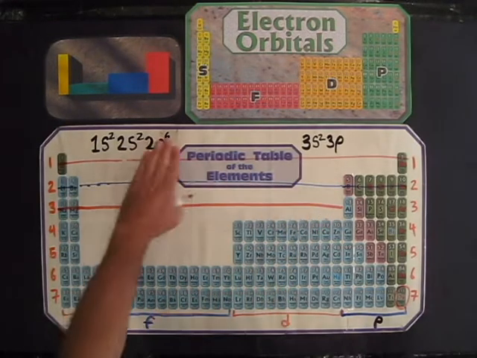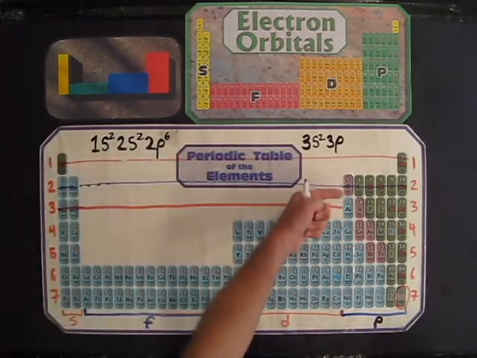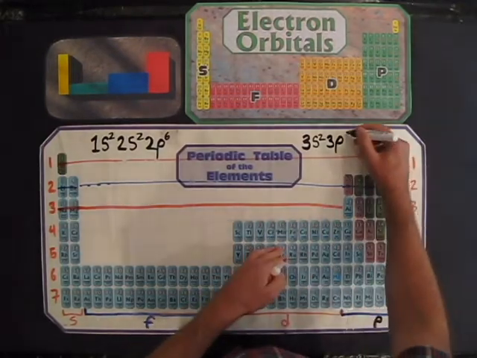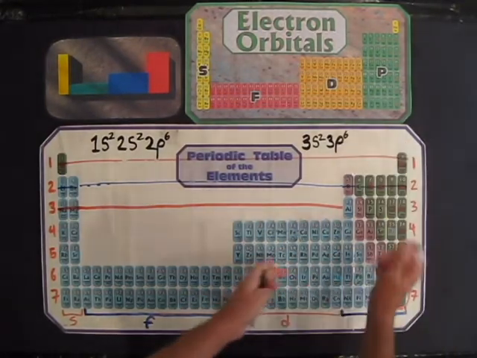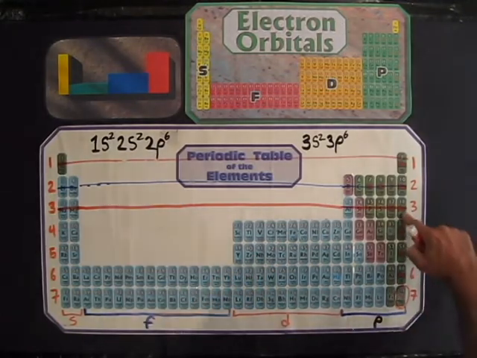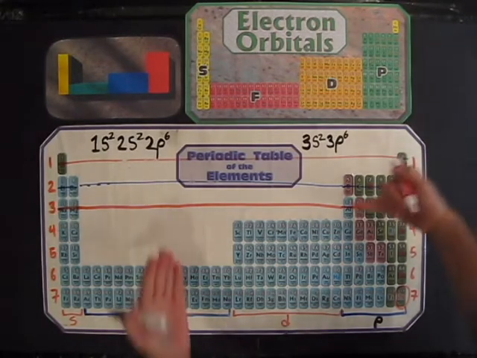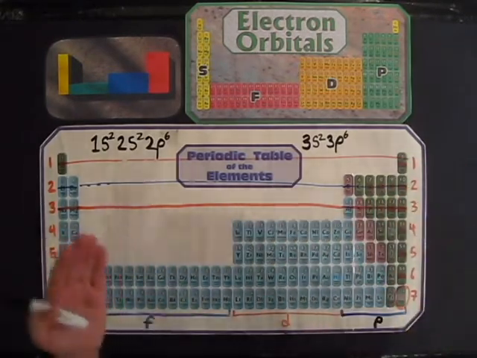And notice there is no such thing as a 1P. So this is the 3P, and it can also hold up to 6. So I'm just going to fill it to get me all the way to argon, the lazy element. Okay, so now it looks like I've finished off the third energy level, doesn't it? Looks like I've finished it off, but I haven't.